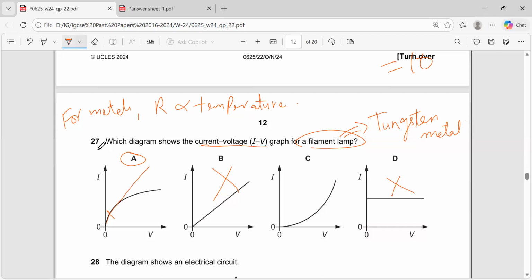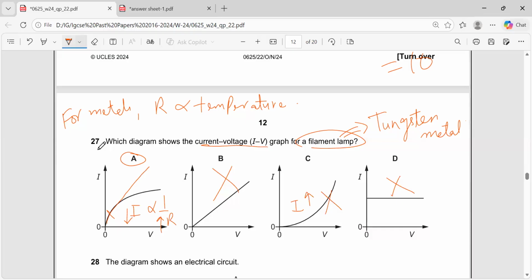Why is current decreased? As current is inversely proportional to resistance. So with temperature, resistance increases, so current decreases. That's why the correct answer is A. And here it is opposite, it shows that current is increasing, which is not possible. Current is decreasing because the temperature of the filament lamp is increased with the passage of time.